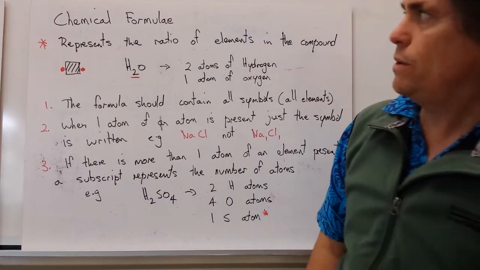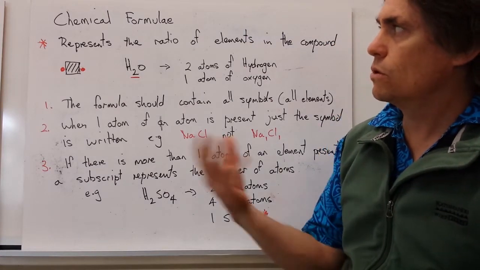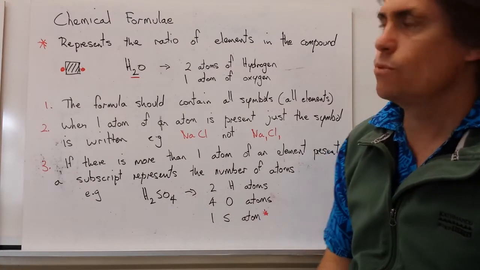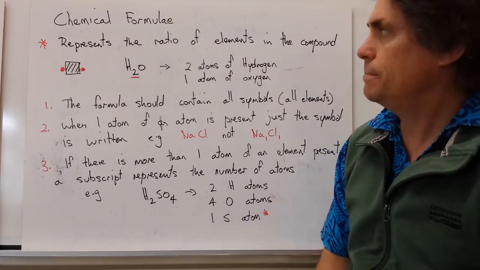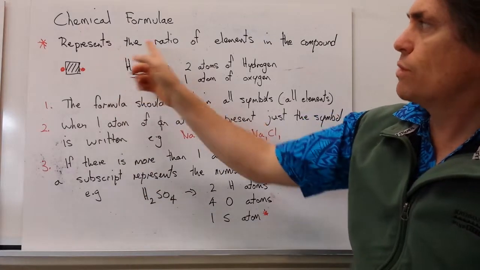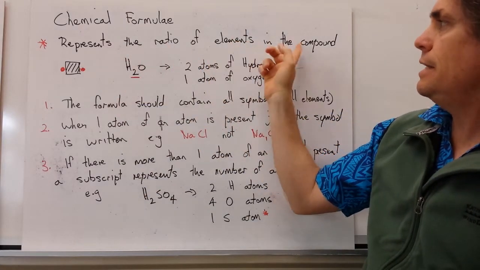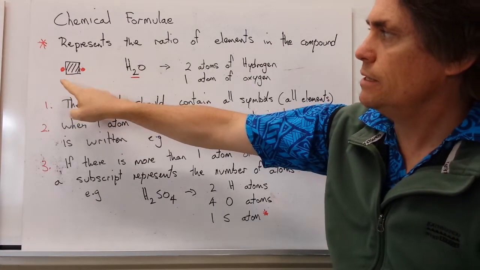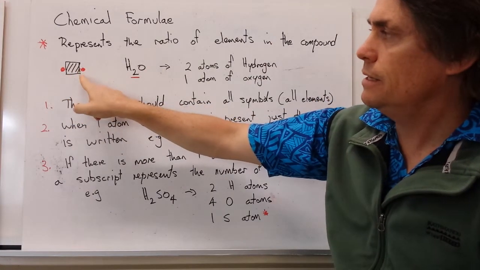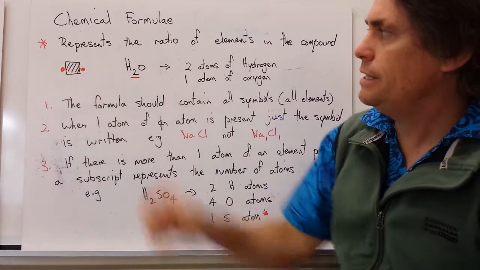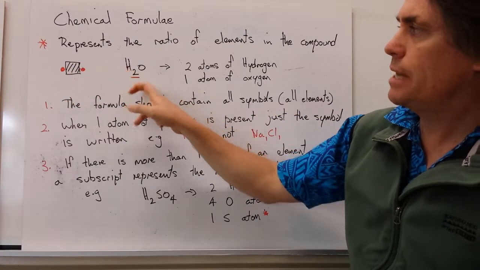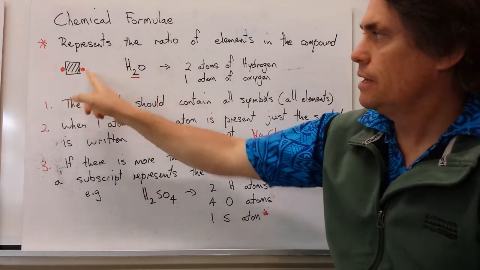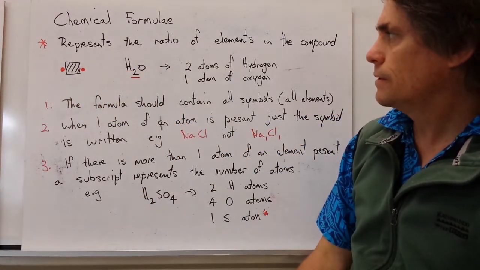So let's have a look at how we represent a chemical or a compound with a formula, which is a shorthand notation for representing a long name. So we always represent the ratio of elements in the compound. If we've got a diagram which is similar to the previous one, we have two atoms here that are the same, we have one different one. So this could be an example of H2O or water. We have two hydrogens and we have one oxygen.